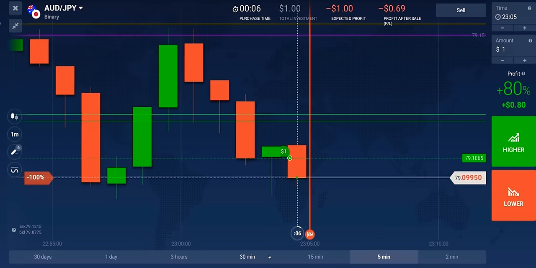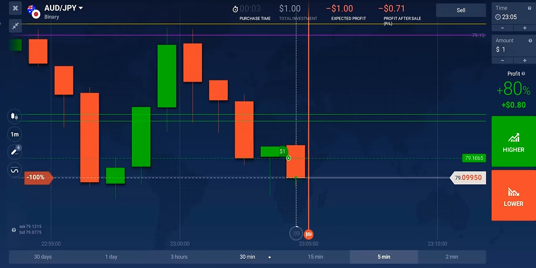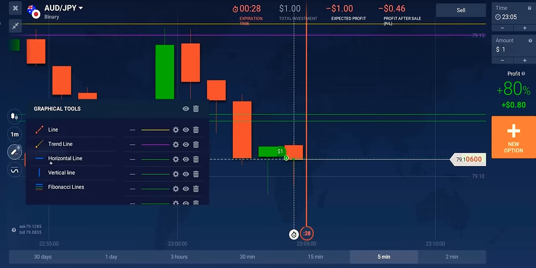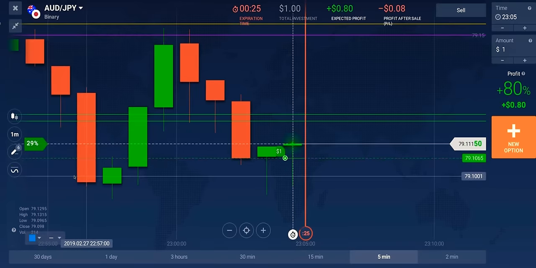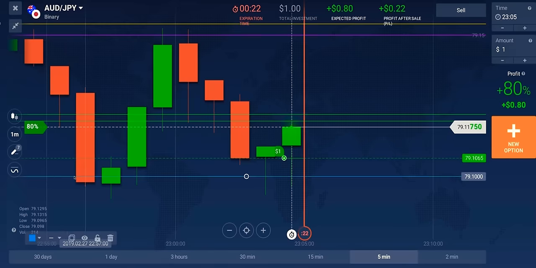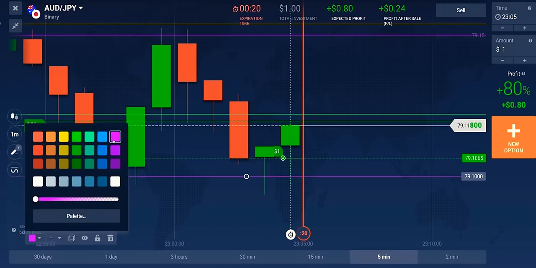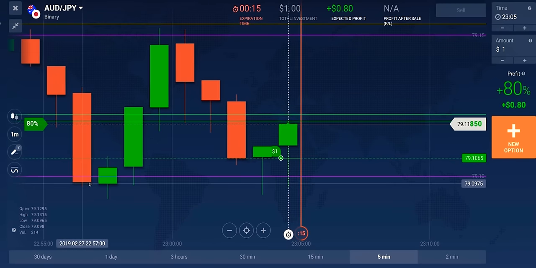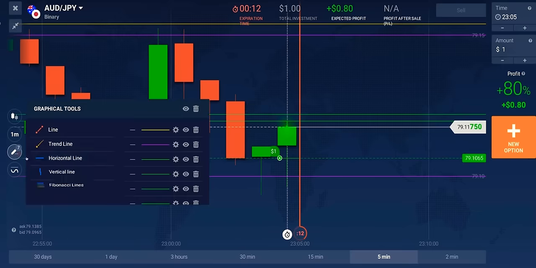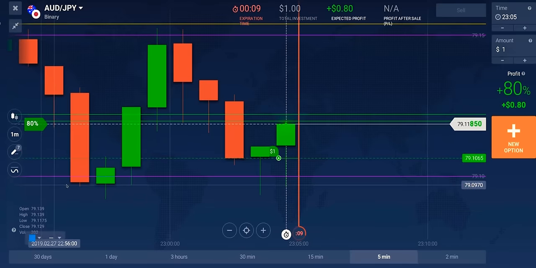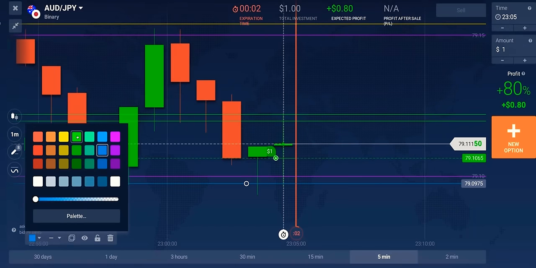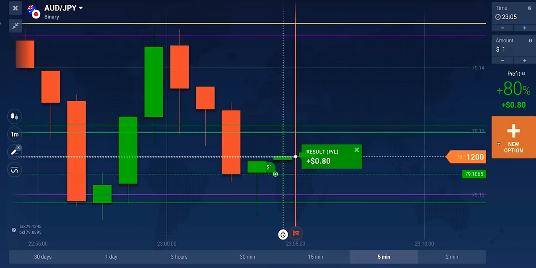So let's see if I'm right. Hammer, strong level, fake breakout of the strong level. So this is where the buyers are waiting, and now we should be into a double bottom, and you can see the respect.